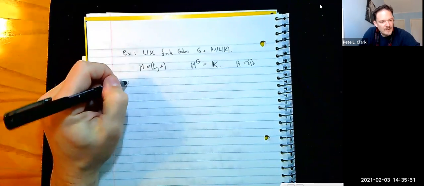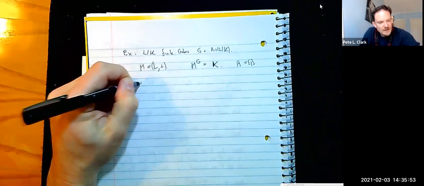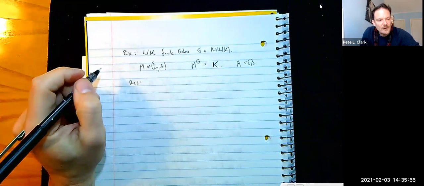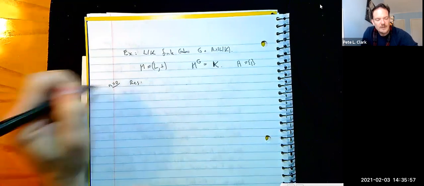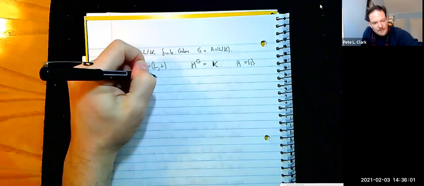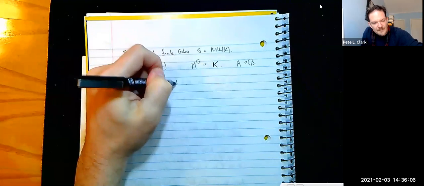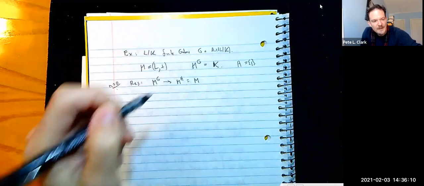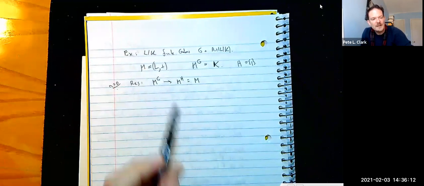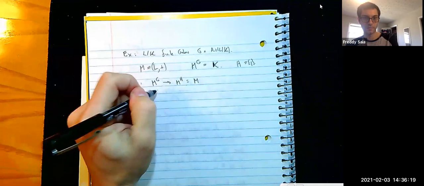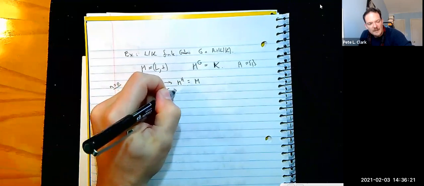So what is the restriction map here? I'm only doing n equals 0. The n equals 0 restriction map should be going from M^G into M^H. Well, H is trivial, so M^H is M. So what is this map? It's just the embedding of K into L; K is just getting embedded inside L.